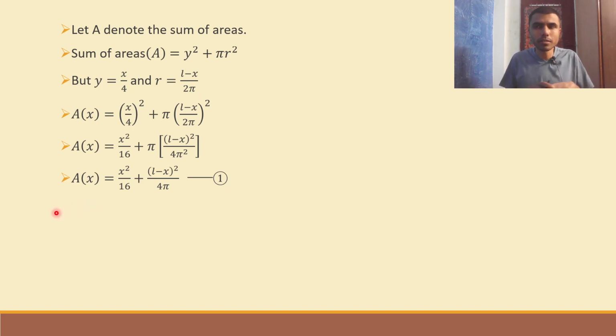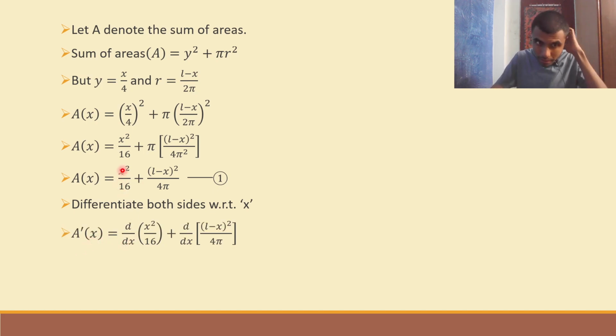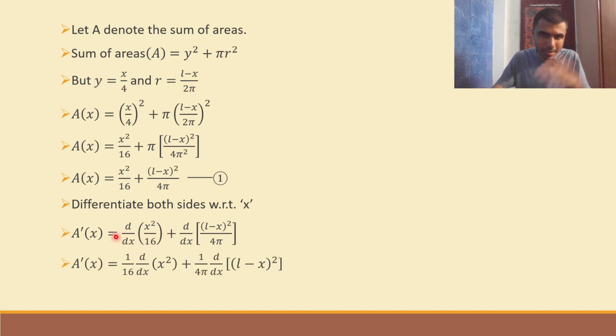Now we need to make sure that this sum of areas is minimum. For maximum or minimum, the first thing we need is the derivative. So differentiate both sides with respect to x. So A dash x is going to be derivative of this plus derivative of this. What will be the derivative of this? 1 by 16 you can keep outside, it's a constant. X square by 16 is nothing but x square into 1 by 16. 1 by 16 can be kept outside and I have the derivative of x square. Next, here also 1 by 4 pi is a constant, keep it outside. 1 by 4 pi into the derivative of L minus x whole square.